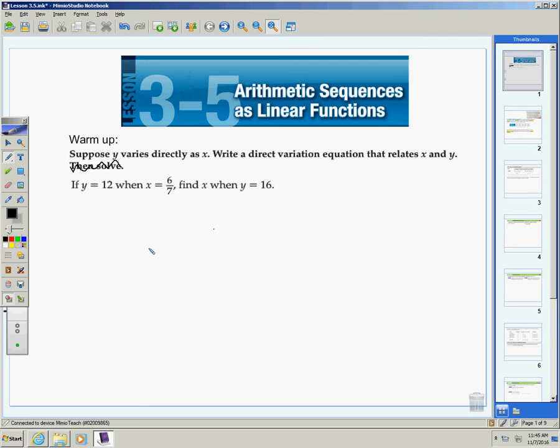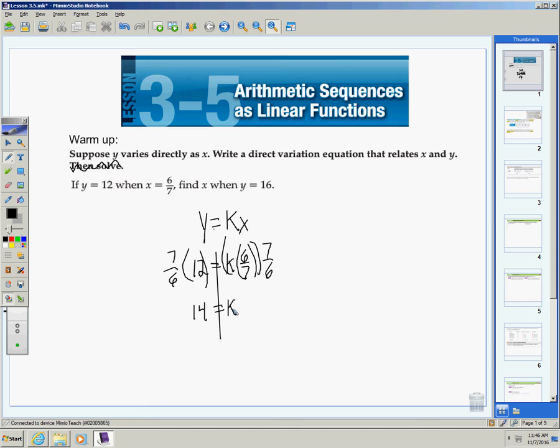got the right answer. So whenever you have a direct variation equation, you know it's in the form y equals kx. And here we know y and x, so we're going to plug in 12 for y and 6/7 for x. And to get rid of the 6/7, we want to get k by itself. We're going to multiply each side by 7/6. Don't forget to put each side inside of parentheses whenever you are multiplying, and we get 14 equals k. Now that we know k, we can take that and plug it back into our equation, y equals 14x.